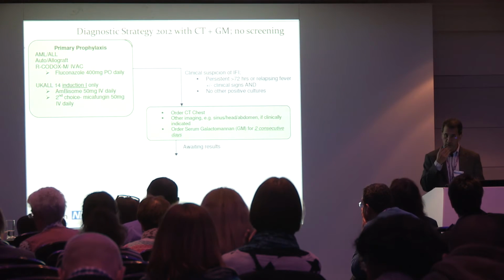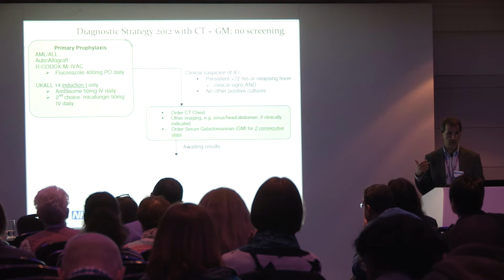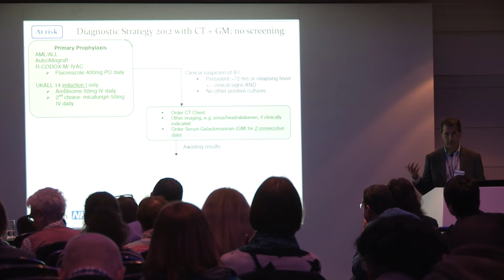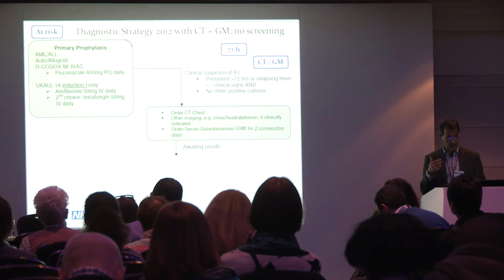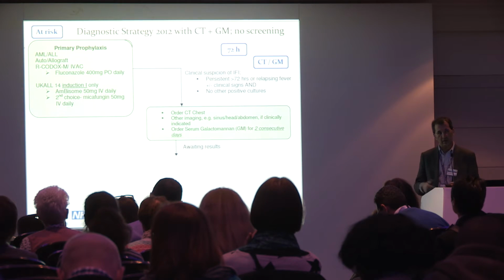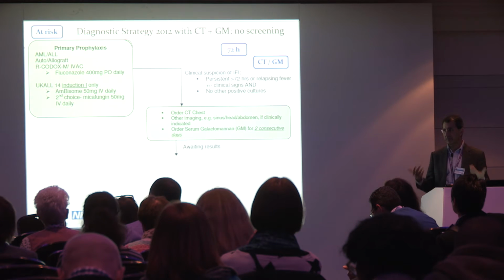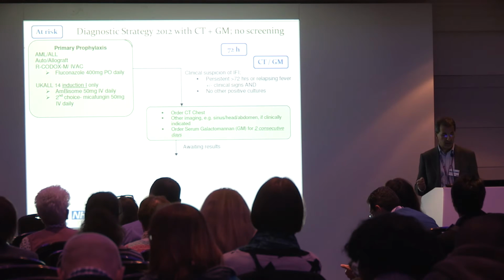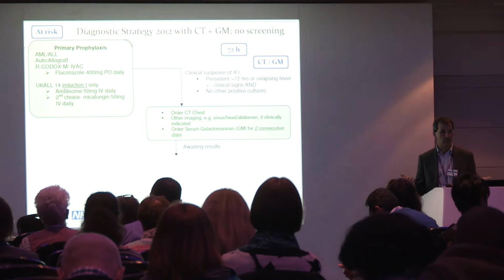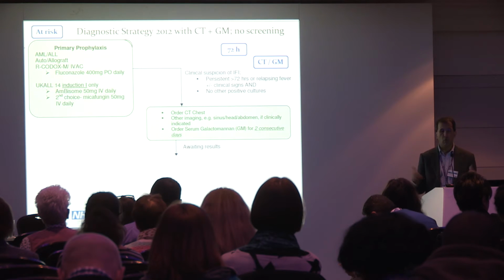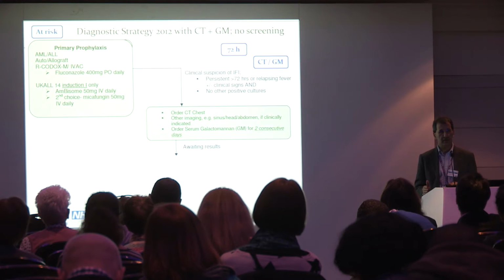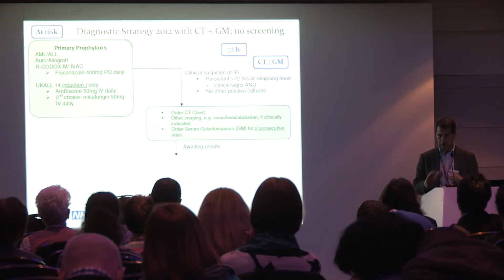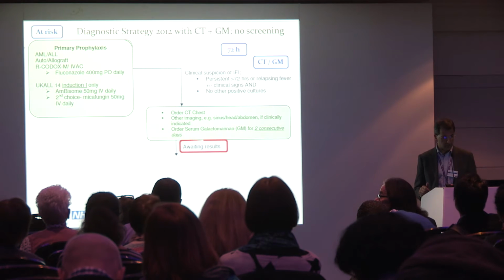So in 2012, we introduced this as our management strategy in hemato-oncology. We identified patients who were at risk, specified what prophylaxis we thought was appropriate, and we had a trigger time for performing fungal diagnostics at 72 hours of persistent problems. And our diagnostics were really quite straightforward: a CT scan of the chest or of some other part of the body if clinically indicated, and galactomannan done on 2 consecutive days. So that was what we said we would do.